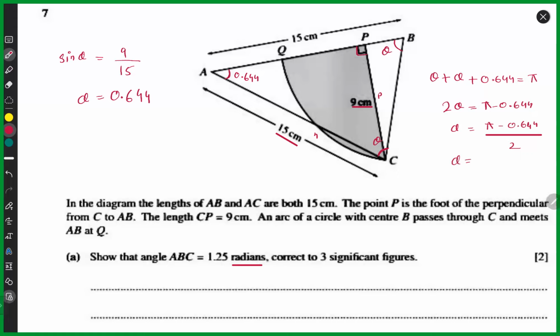This is going to give you theta equal to 1.249 radians, and it says correct to three significant figures, so that is going to be ABC is equal to 1.25 radians. This is going to be the correct answer.